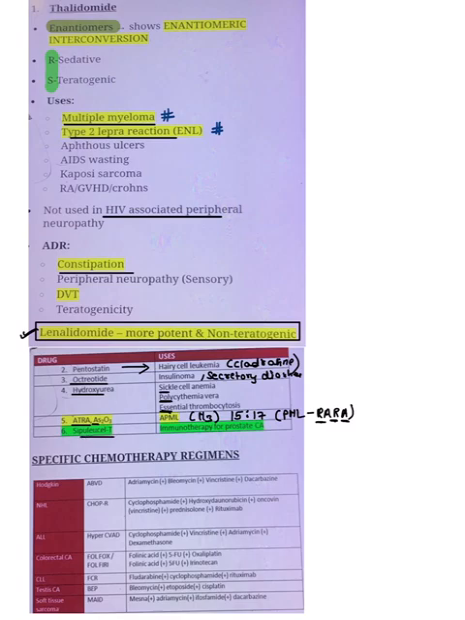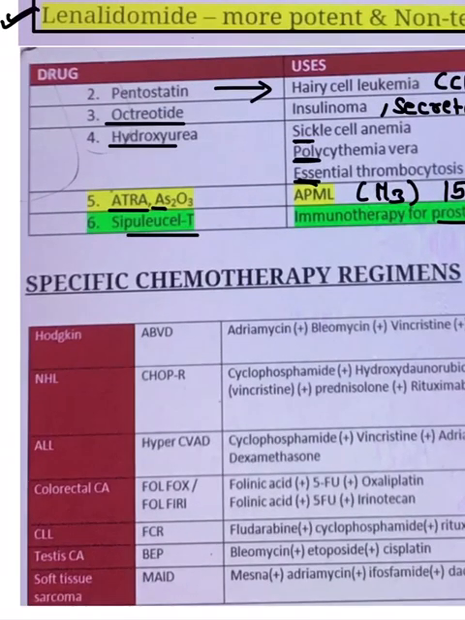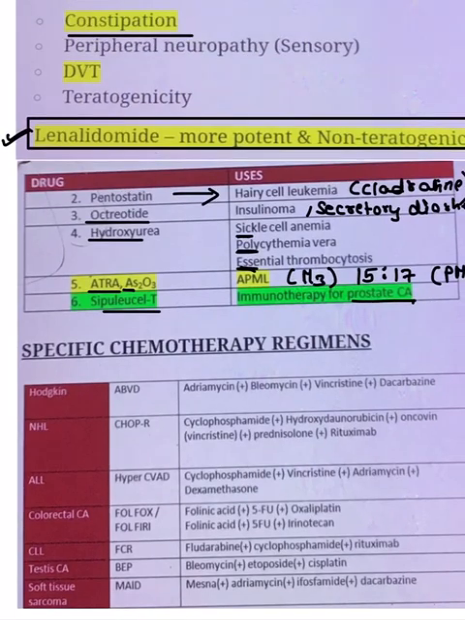Then you have sipuleucel, that is used for prostate carcinoma. Then we have a specific therapy for chemotherapy regimens. See, Hodgkin's, remember the ABVD regimen. A for adriamycin. Then B for bleomycin.